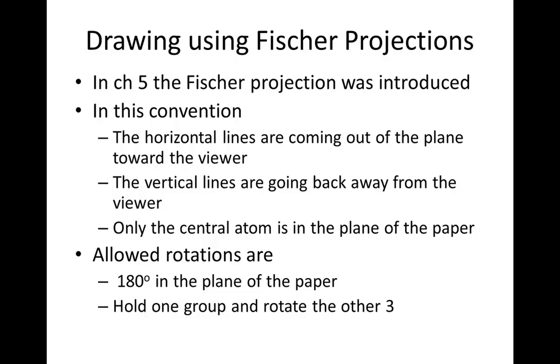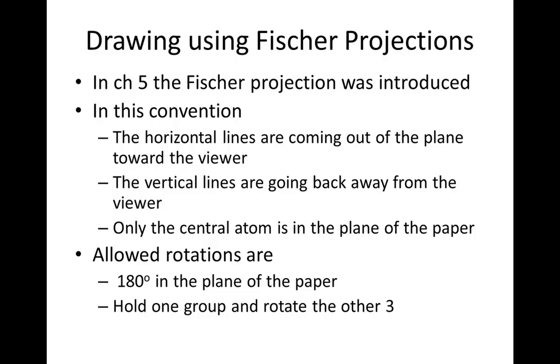Back in chapter 5, we learned about Fischer projections, which are drawn with a big plus sign to indicate a stereocenter. In that convention, the horizontal lines are coming out of the plane toward the viewer, and the vertical lines are going back, away from the viewer, and only the central atom at the junction of the big plus sign is actually in the plane of the paper.